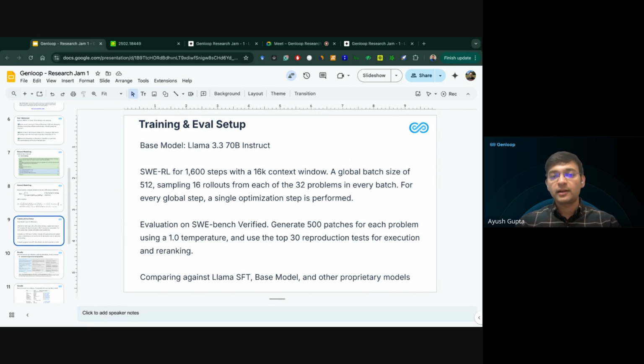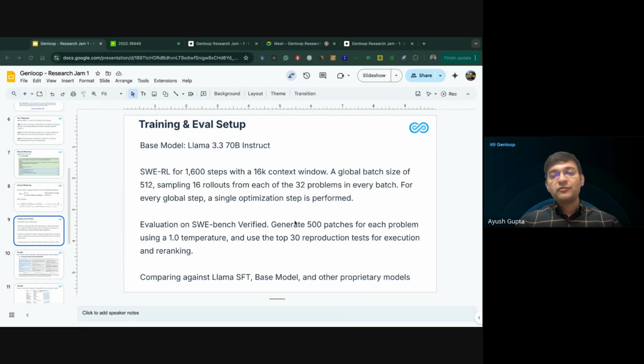They applied this SWE-RL, which is basically this entire overview that we were discussing, for around 1,600 steps with a 16,000 context window. Cursory details here, but the evaluation was around. This is the interesting part.